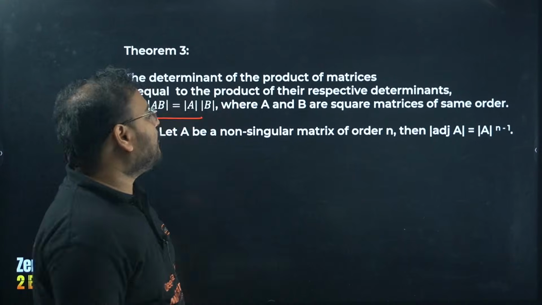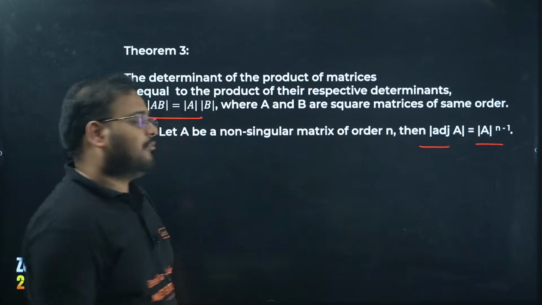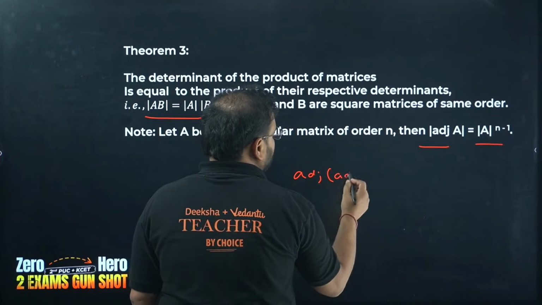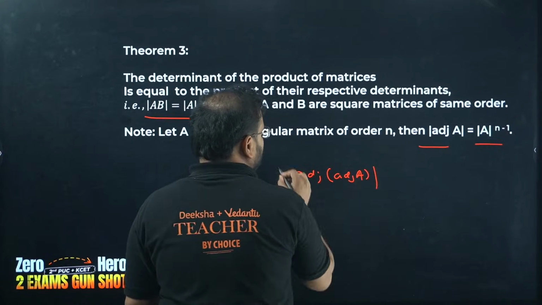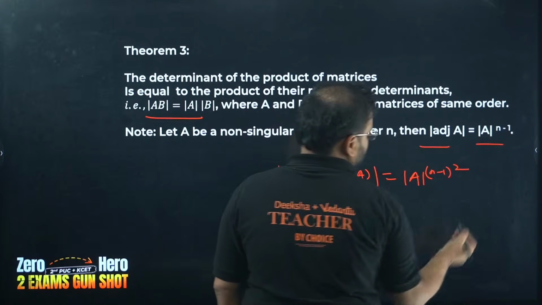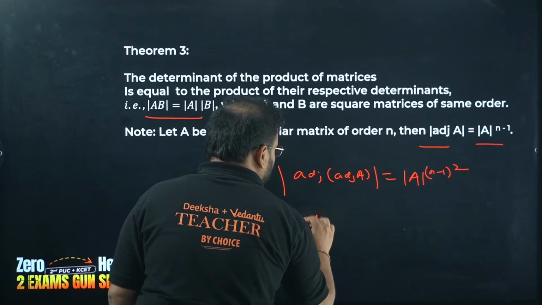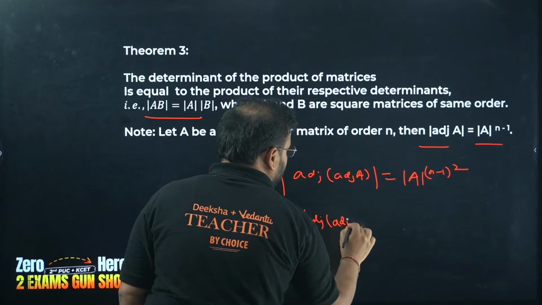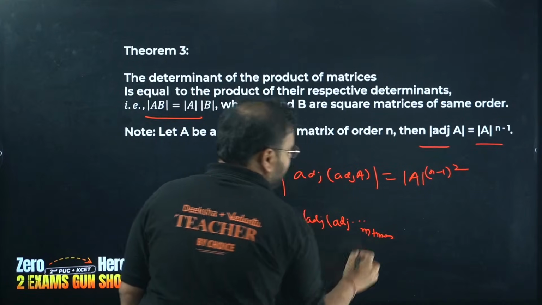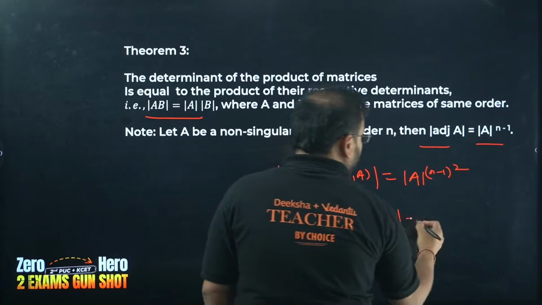And the determinant of adjoint of A is given by determinant of A power n minus 1. Of course, if you have more than one adjoint, let's say adjoint of adjoint of A determinant, the answer becomes determinant of A power n minus 1 power 2. If you have adjoint m times for A determinant, the answer becomes what?